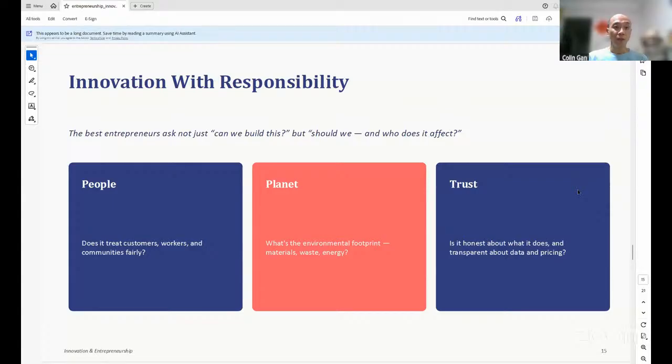So for the people, you need to think about people. Do you treat your customers, workers, and communities fairly? Let's say, for example, you are setting up a business selling coffee beans. Are you buying coffee beans from farmers who are able to sell to you at a fair price, or are you buying coffee beans from farmers who are being exploited in Indonesia? So you need to know about this.